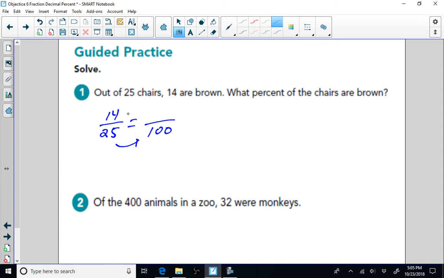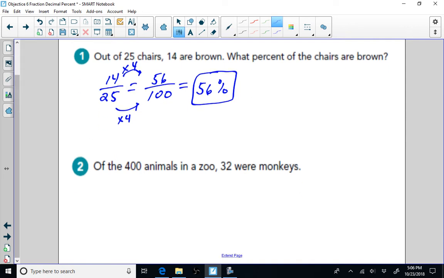To go from 25 to 100, I'd have to multiply that denominator by 4. To make an equivalent fraction, if I multiply the denominator by 4, I have to multiply the numerator by 4. 14 times 4 is 56. So 56 out of 100 is 56%. So 56% of the chairs are brown.